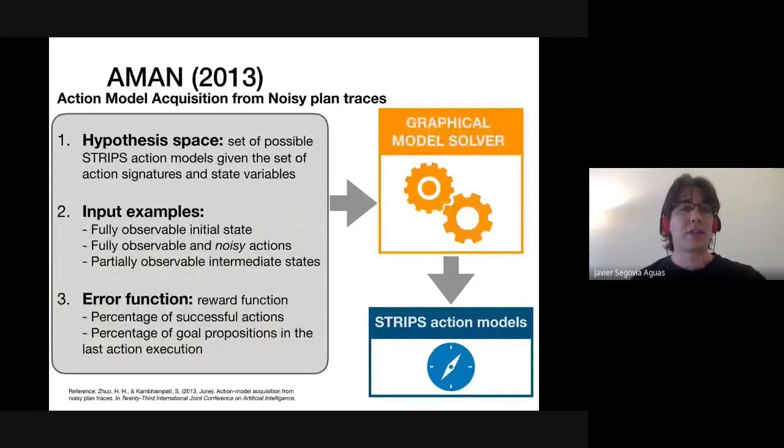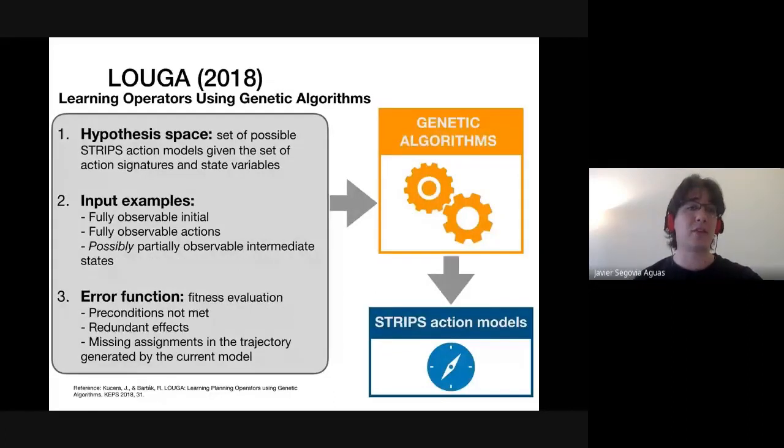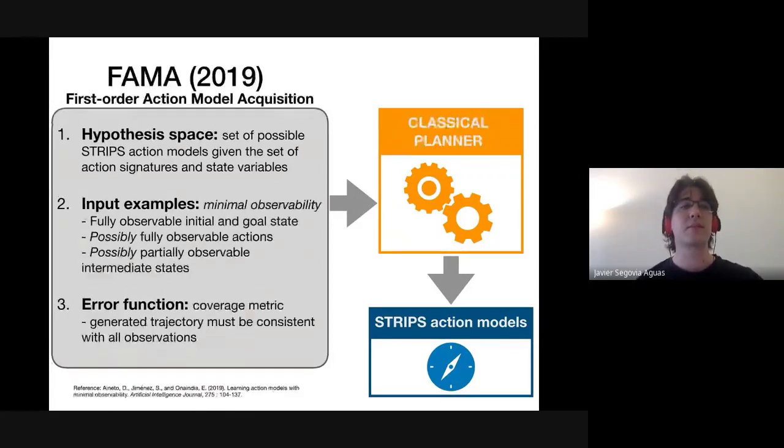And Amir in 2013 considered that plan traces may be noisy. So one of the things that we consider is that the sequence of actions is always correct. But in this paper, they considered that the sequence of actions maybe is incorrect, noisily observed. So they use a graphical model solver for this. Then in 2018, there is a paper that explores this also with a fitness evaluation and genetic algorithms to generate the same STRIPS action models.